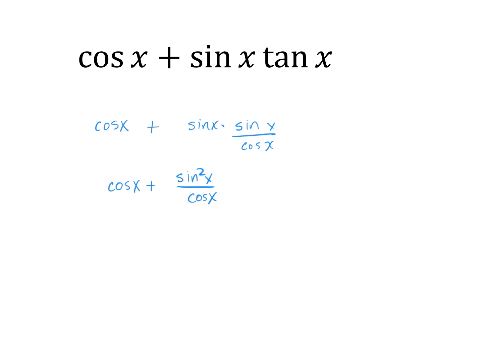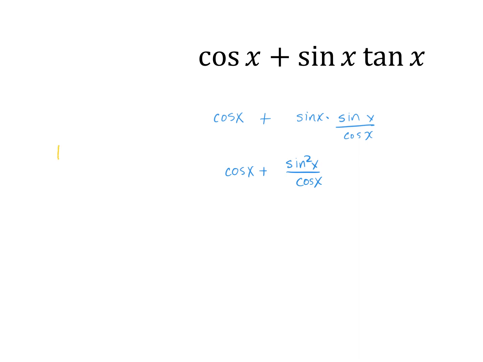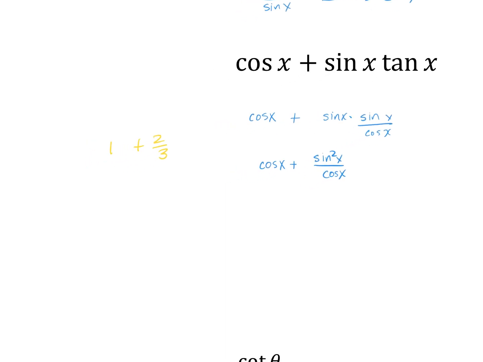Hey, Griff. If I asked you to do 1 plus 2/3, what you would do is multiply that 1 by 3 over 3 to get a common denominator. If you do that with numbers, that's what we would do. Are you comfortable with that? Yeah. So if I want this to have a denominator of cosine, I'm going to multiply the bottom by cosine. Whatever I do to the bottom, I have to do to the top.